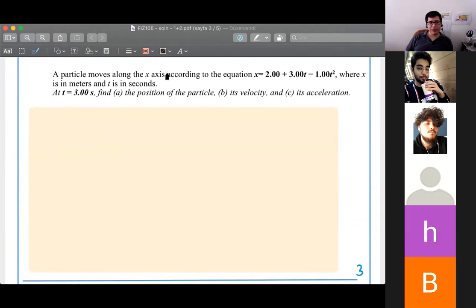Now, a particle moves along the x-axis according to this equation. We are given a function of the position as a function of time, okay? Where x is in meters and t is in seconds. Now, at t equals 3 seconds, at a certain moment, find the position of the particle, its velocity and its acceleration.